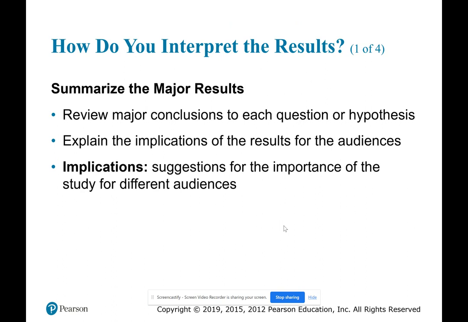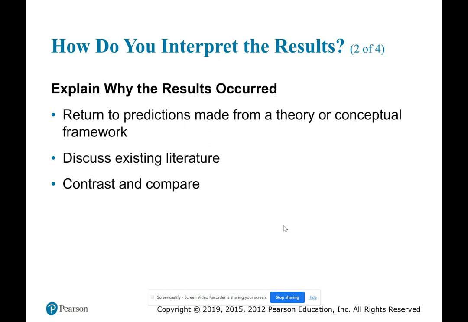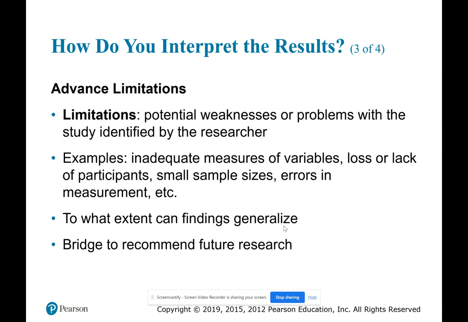Once you are done reporting your data, you have to conclude the study with a summary of your key findings, your explanation of results, any limitations, and recommendations for future research. The research ends with implications, which are suggestions for the importance of the study for different audiences. After the summary, you can explain why the results occurred the way they did. Here, you can return to a theory you suggested in the beginning, perhaps. You could also discuss the existing literature and how your study compares.